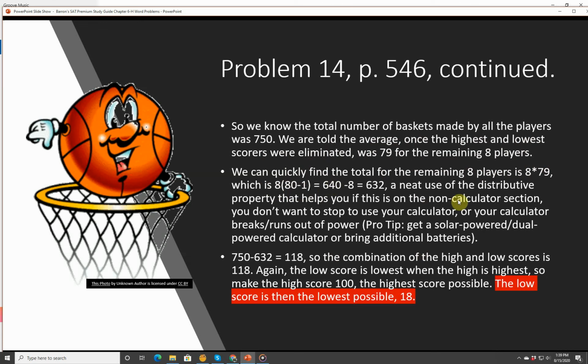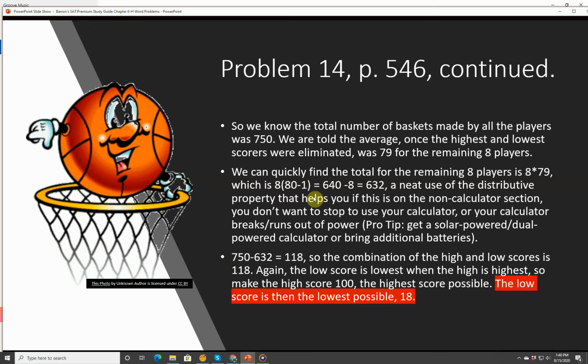That's kind of a neat use of the distributive property that will help you if this is on the non-calculator section, or if you just don't want to stop to use your calculator, or your calculator breaks or runs out of power. Pro tip, get a solar powered or dual powered calculator, or bring additional batteries, or hey, you could even bring an extra calculator, not an extra category or whatever I was about to say. Anyway, any of those things will help you out, so you won't have to not use your calculator, but this is kind of cool because it means you don't have to take the time to use your calculator.